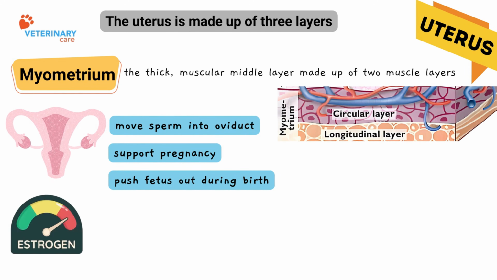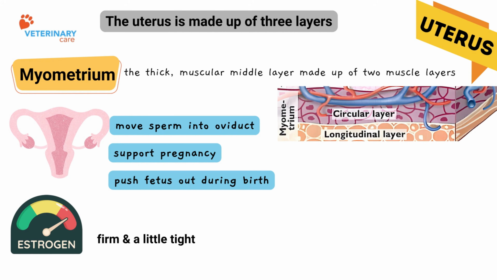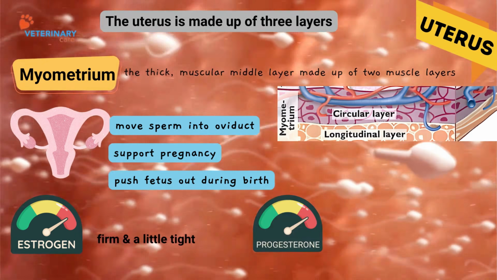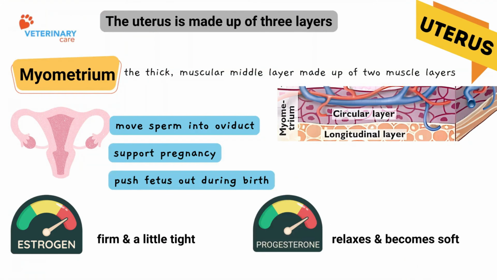When estrogen levels are high, the myometrium stays firm and a little tight. You can even feel this firmness during a rectal exam in animals like cows. This firmness helps move sperm inside the uterus. When progesterone levels go up, the muscle relaxes and becomes soft. This relaxed state is perfect for the embryo to attach and grow. And during birth, the muscle works hard, making strong contractions to push the baby and placenta out.